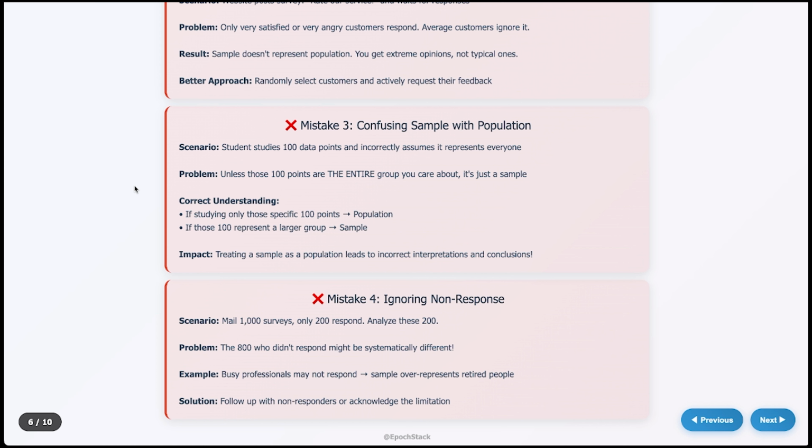So these are the major mistakes you should avoid while training the machine learning model. And these mistakes generally apply when you collect the sample data.